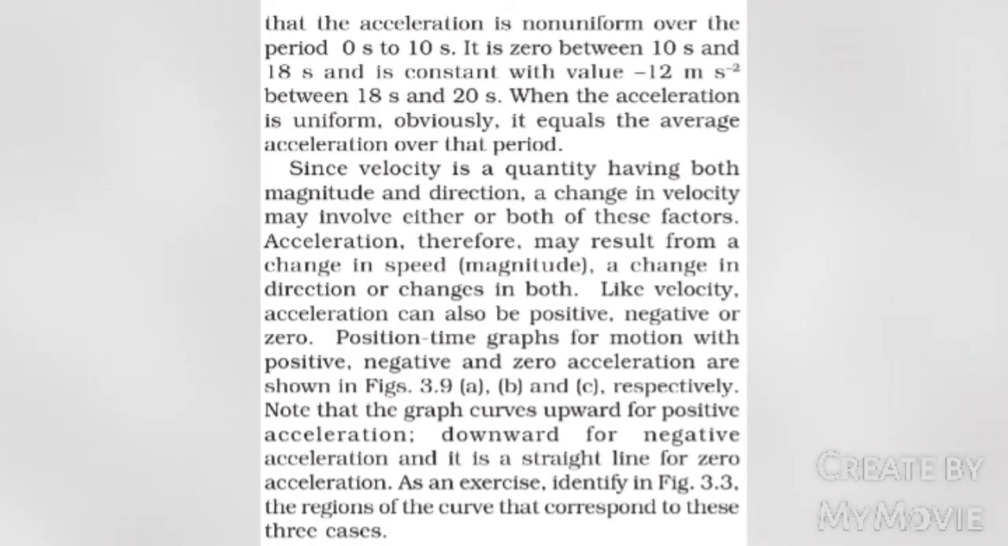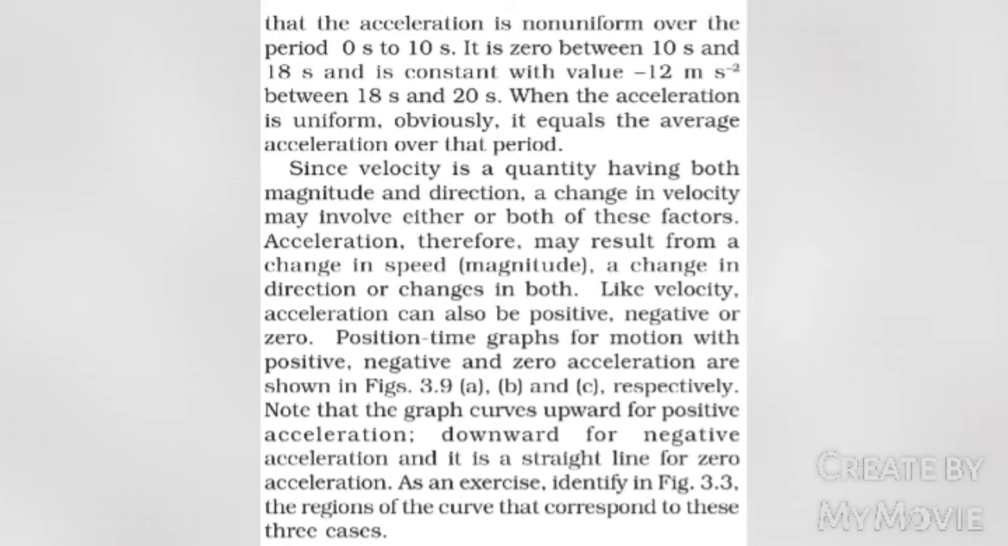We see that the acceleration is non-uniform over the period 0 seconds to 10 seconds. It is 0 between 10 seconds and 18 seconds and is constant with value minus 12 meter per second square between 18 seconds and 20 seconds. When the acceleration is uniform, obviously it equals the average acceleration over that period.